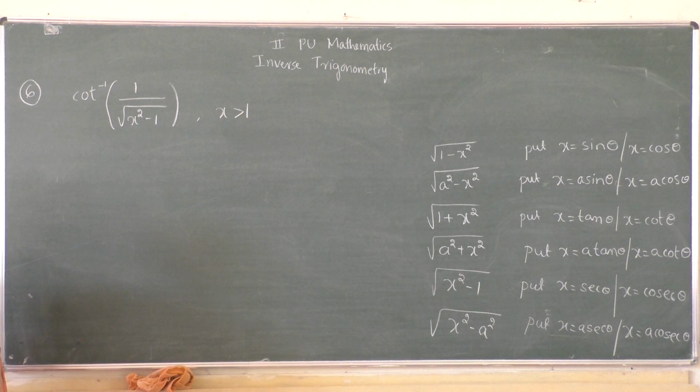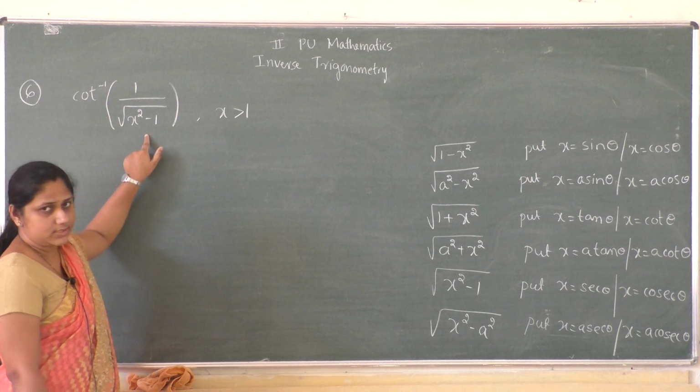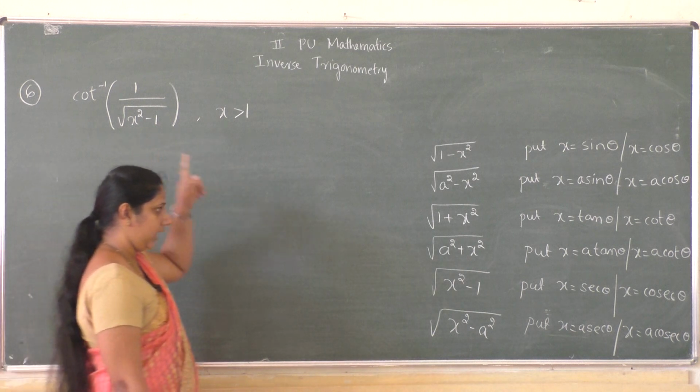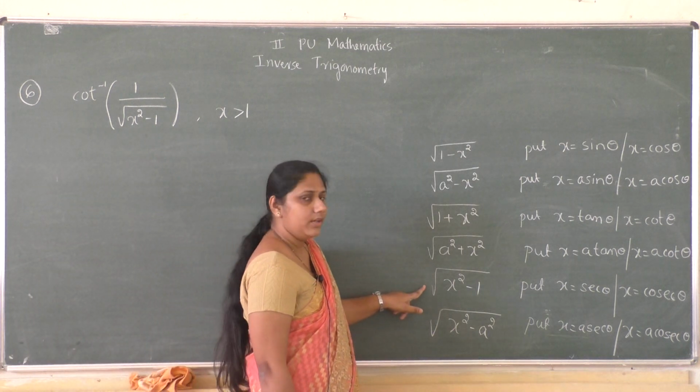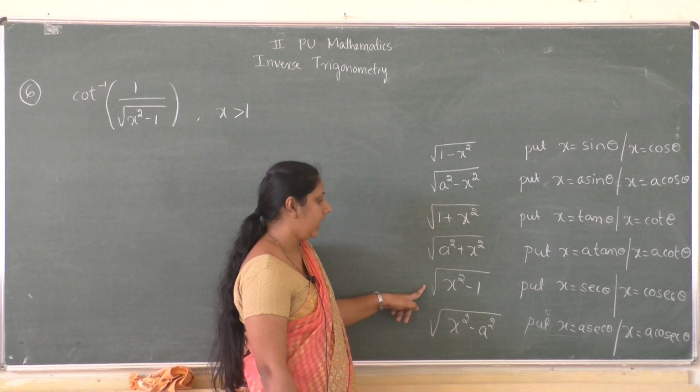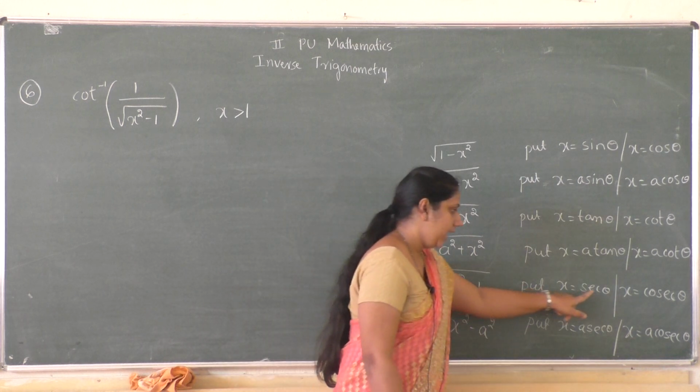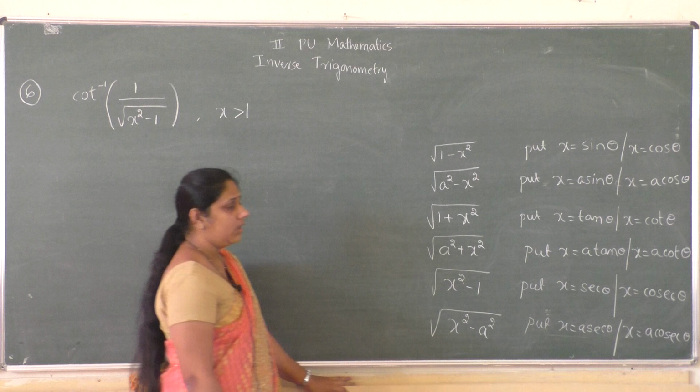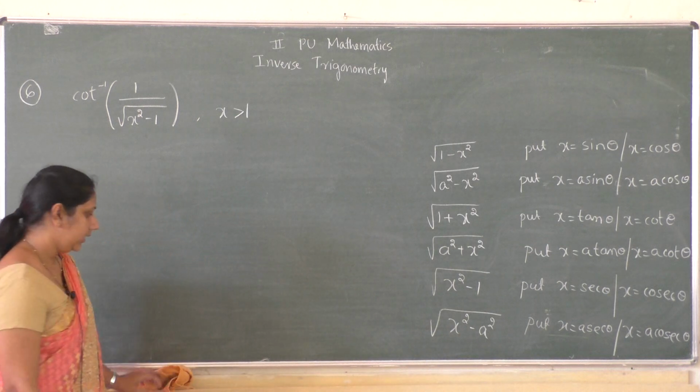See what is the question given? Cot inverse of 1 by root of x square minus 1. See, we have the term root of x square minus 1. So which type? 5th type, right? Root of x square minus 1 we have. So you have to take either x equal to sec theta or x equal to cosec theta.